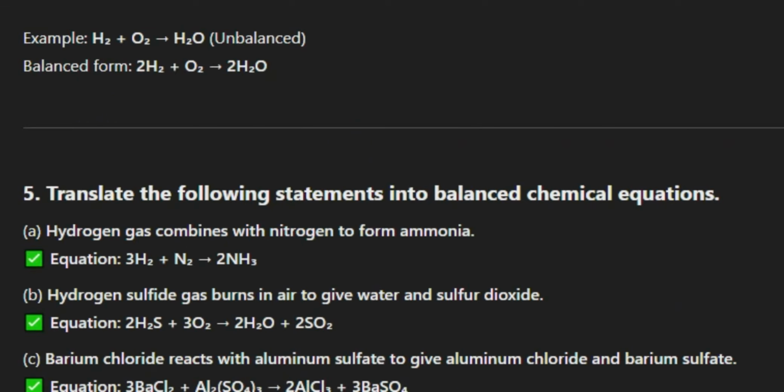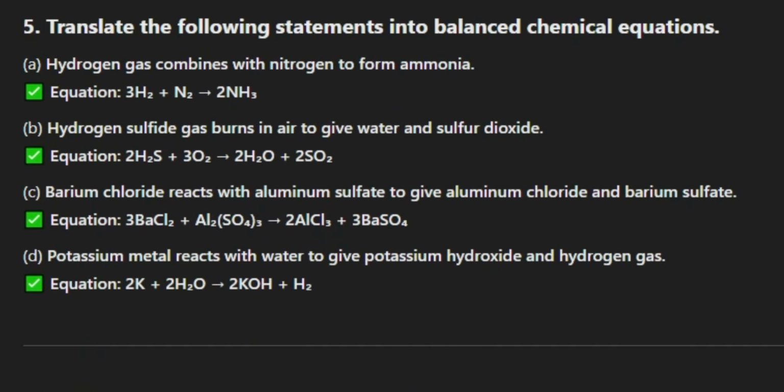5. Translate the following statements into balanced chemical equations. A. Hydrogen gas combines with nitrogen to form ammonia. Equation, 3H2 plus N2 to 2NH3. B. Hydrogen sulfide gas burns in air to give water and sulfur dioxide. Equation, 2H2S plus 3O2 to 2H2O plus 2SO2.